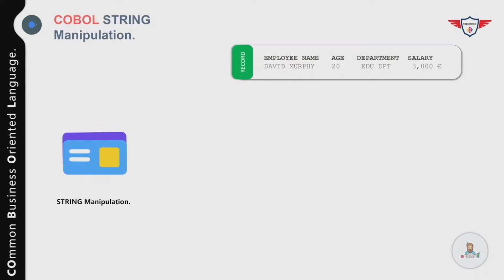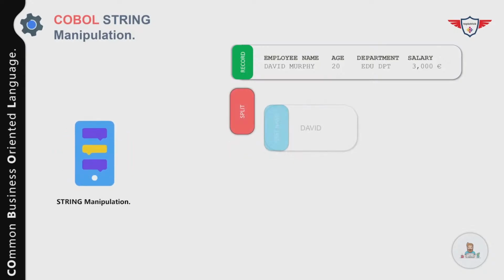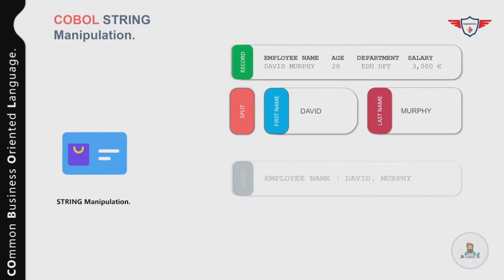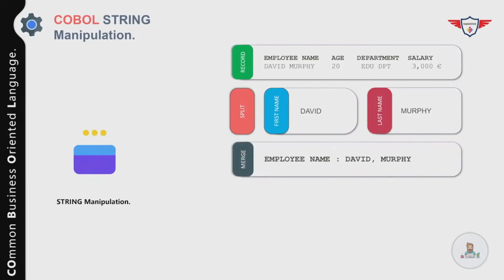So let's say you have an input file which is holding employee data, and it includes various details related to an employee. For example, you have employee name, age, department name, and the salary. So let's say you want to split the name of an employee into first name and last name. In that case, you can use the split function. Similarly, if you want to merge first name and last name and you want to include a comma after first name, then probably you can use the merge function or concatenation.